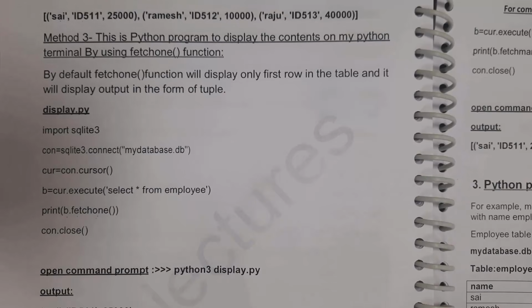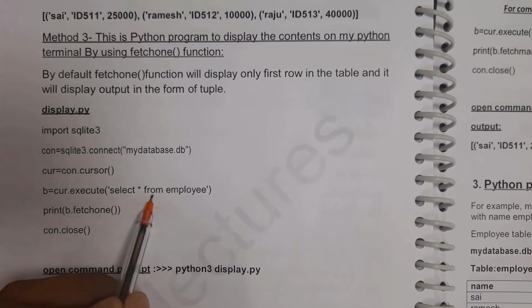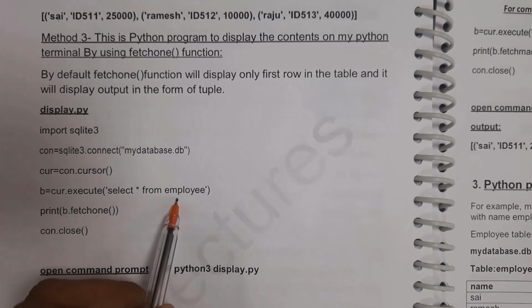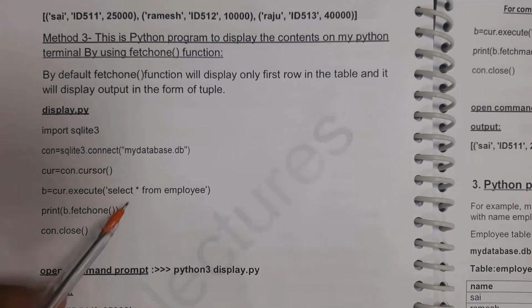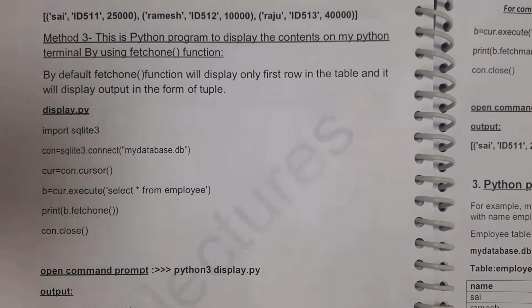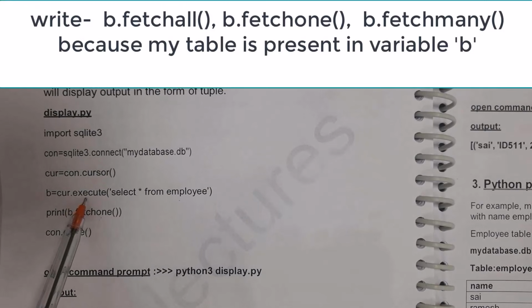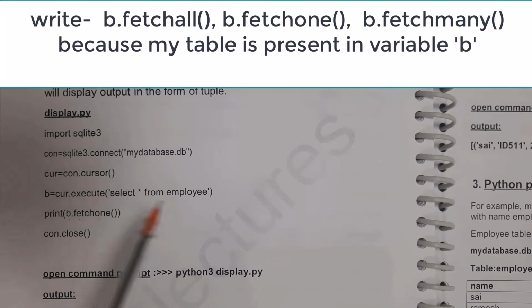Guys, in order to read data which is present in my database, you just need to remember this query, that is select star from, and here you need to give the table name. I want to read data which is present in the employee table, so I wrote employee here. Star is nothing but the complete data which is present in my table. And you need to write this query in the execute method. I already said before, in execute you need to take quotations.